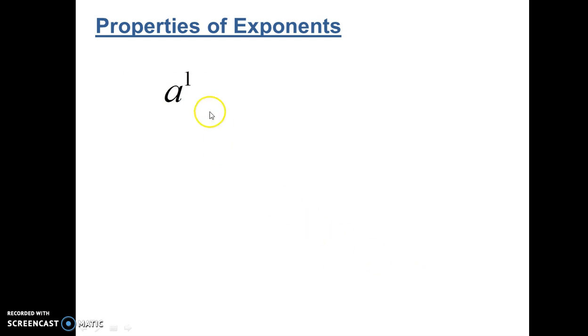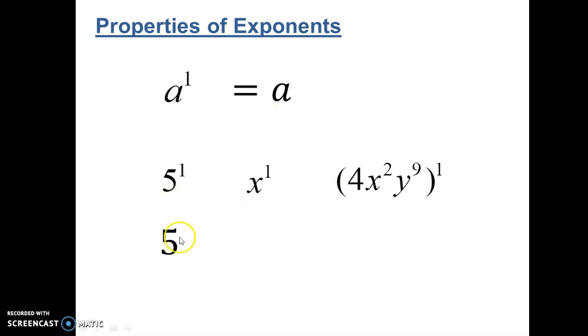All right, this is a pretty straightforward property. Anything to the first power is just itself. So 5 to the first is 5. X to the first is x. All of this in parentheses to the first power is all of that, unchanged.